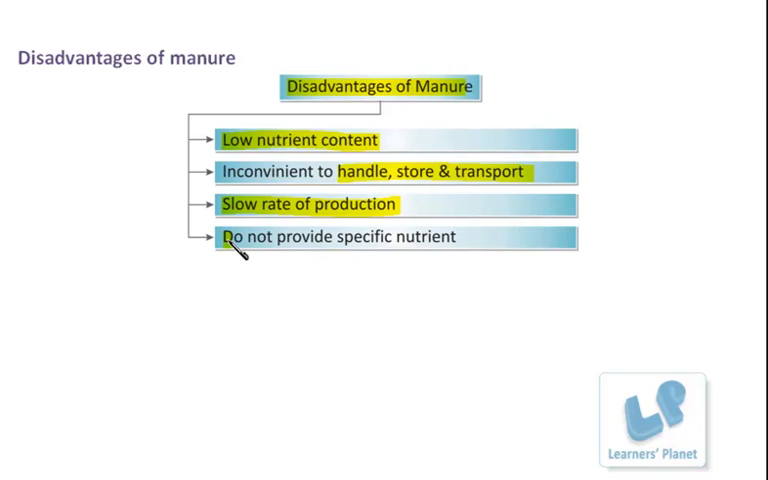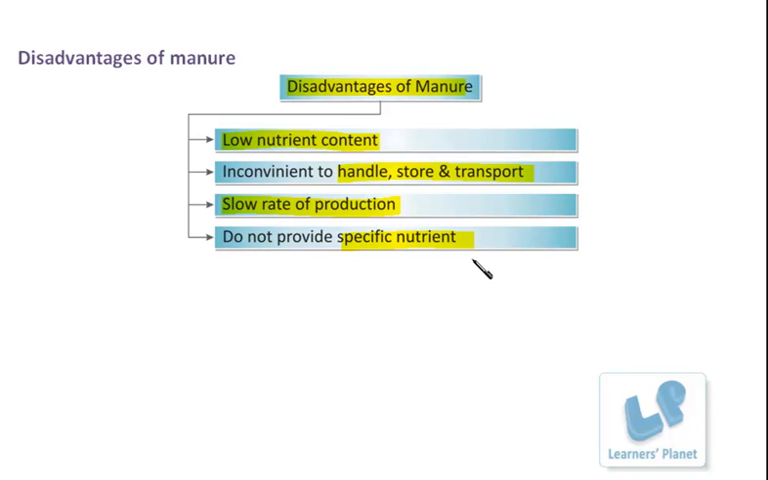Then the next thing is that they are not providing the specific nutrient. Now what is this specific nutrient? This specific nutrient is related to a particular type of crop plant or the requirement for a particular nutrient. For example, if there is a requirement for nitrogen in a particular field, then they are not specifically providing the particular required nutrient. So it is another disadvantage.